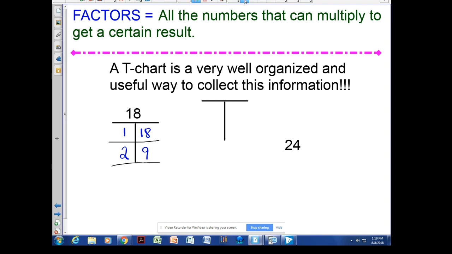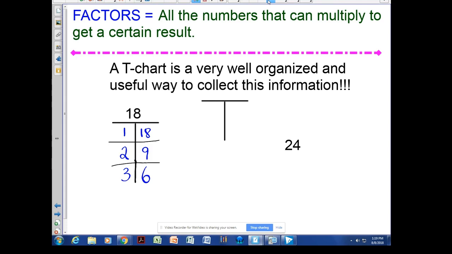So I'm going to extend this T-chart, and after 2 comes 3. Does 3 go into 18? Well, if I'm not positive, I can always use my calculator. But 3 happens to be a factor of 18, because a lot of us already know that 18 divided by 3, or 3 times what number equals 18, is 6, and we're going to put the number 6 here.